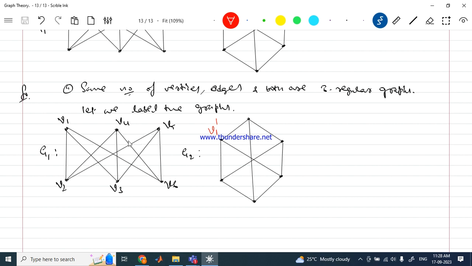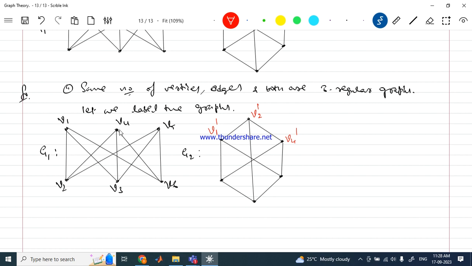V1 dash, and V1 is adjacent to what? V2. I will do that first. So it is V2 dash, and V2 dash is adjacent to what? V4. So V2 dash is adjacent to V4. Let me call it V4 dash, and V4 dash is adjacent to what?